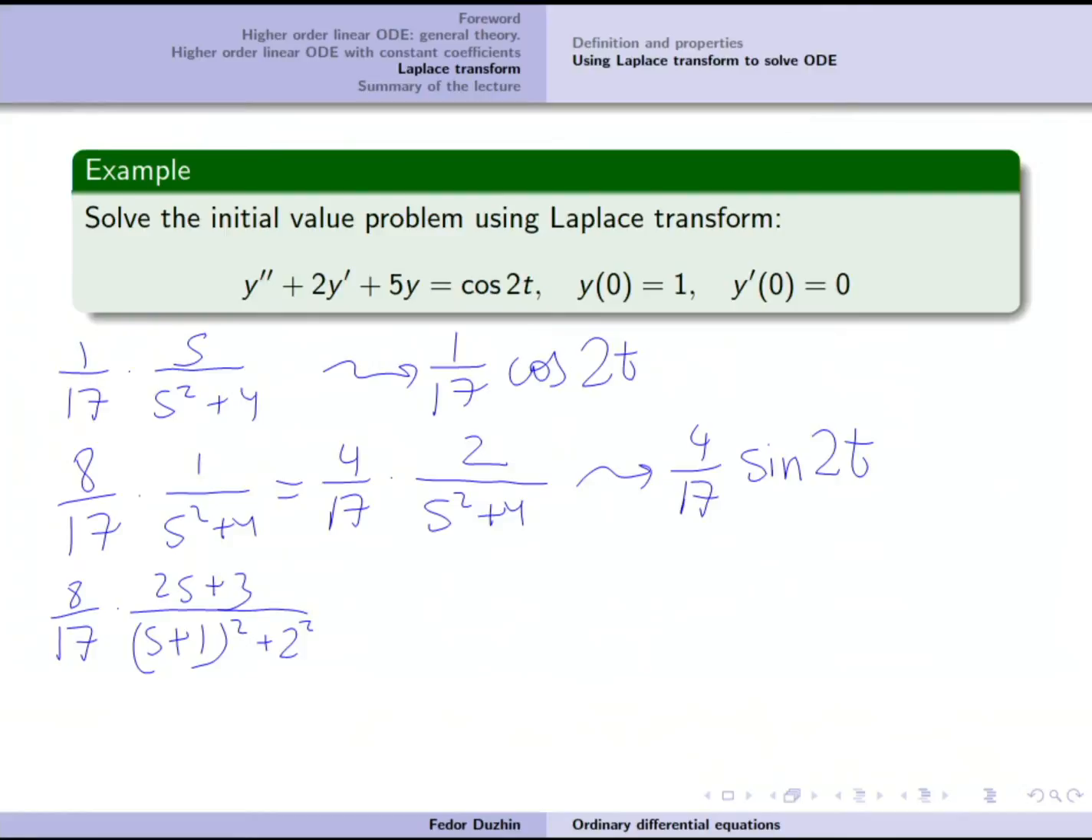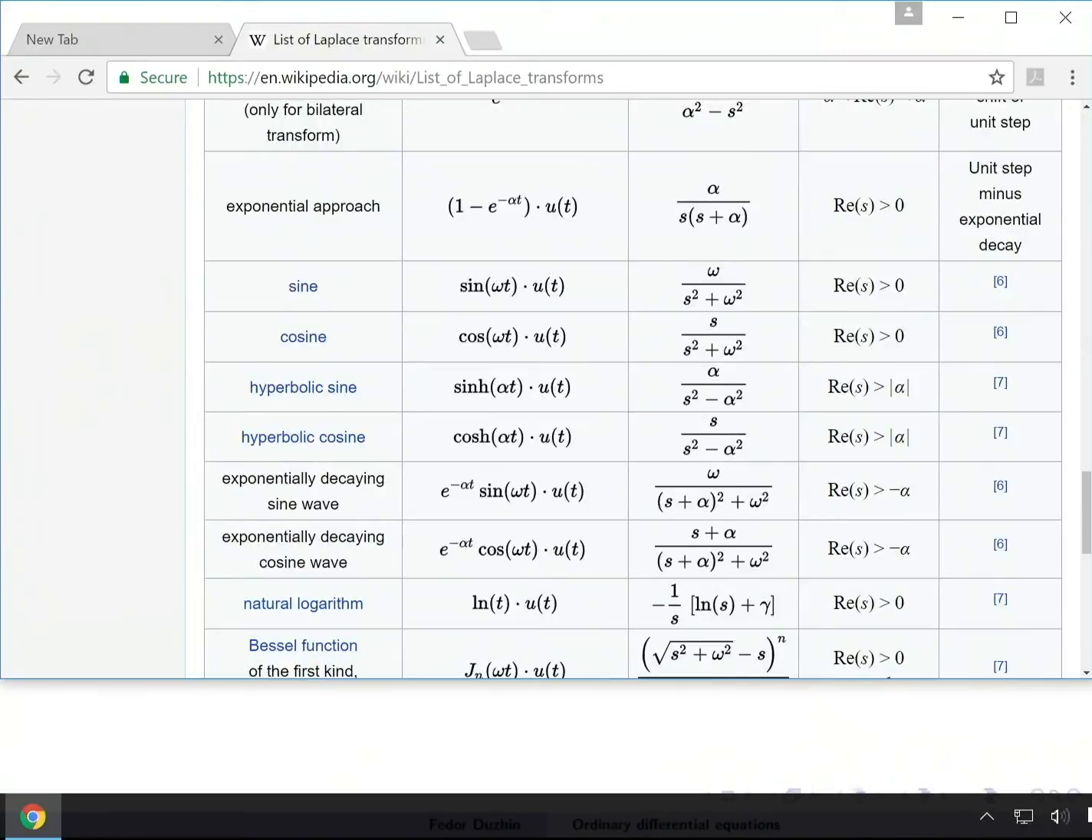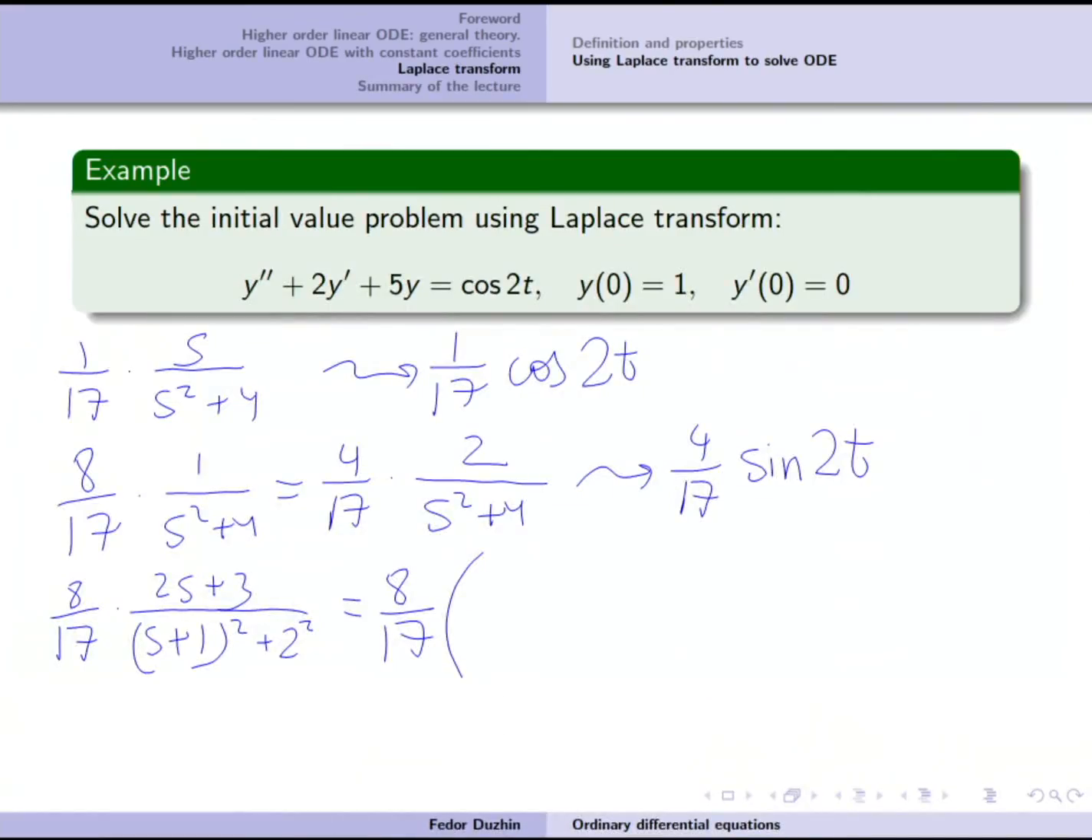Okay, but now, if you look back at the table of Laplace transforms, you will see that we need to adjust it a little bit. So I will take out 8 over 17. And notice that if we look at the exponentially decaying cosine wave, then the pattern is exactly like this. In the numerator we have s plus alpha, and in the denominator we have s plus alpha squared plus omega squared. But notice that in the numerator we must have s plus alpha. So in our case it means that we must have s plus something. But since we have 2s, I really have to write 2. Alright, so then s plus 1 squared plus 2 squared.